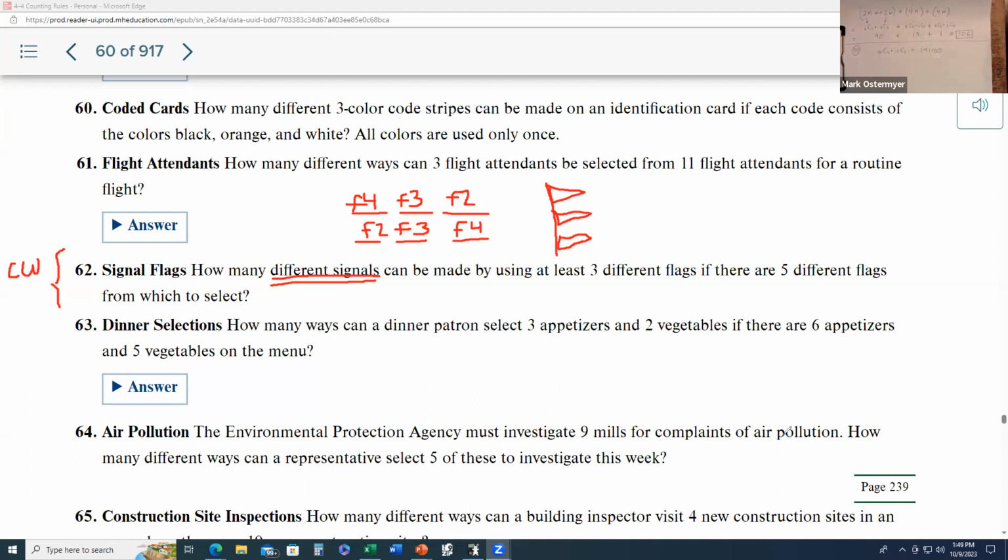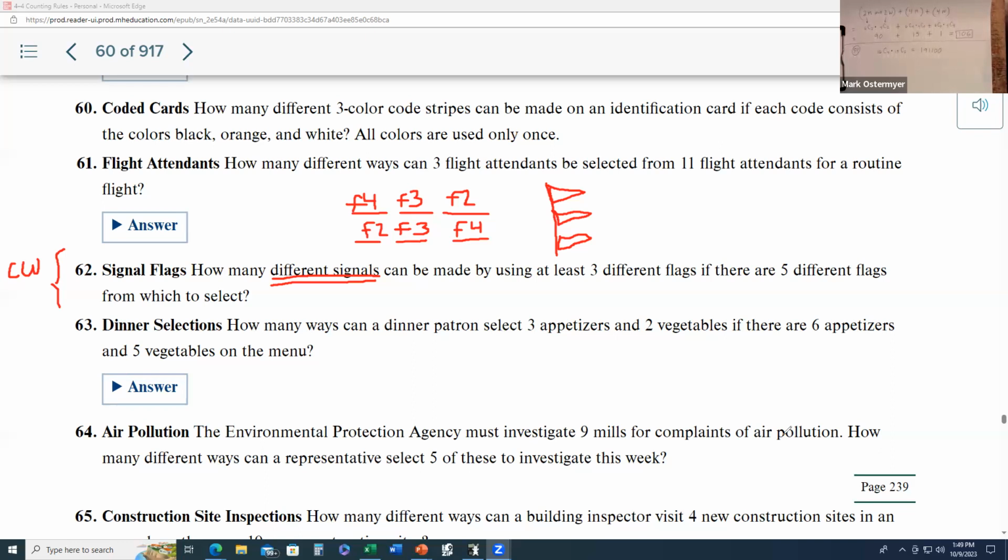All right, so let's see if we can address this last one here in this section. We're trying to form a signal with flags, and order does matter. Now we need to use at least 3 different flags. We have 5 different flags to select from. We need to use at least 3 different flags.